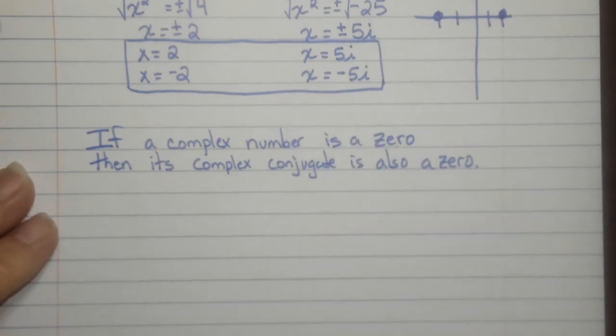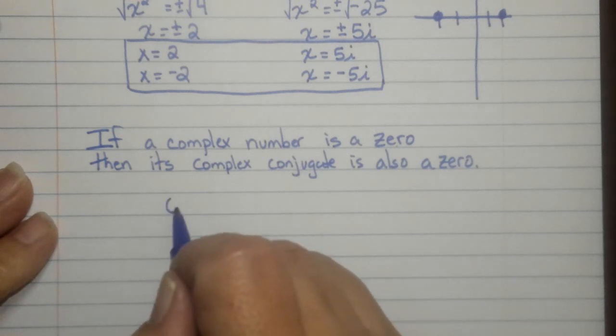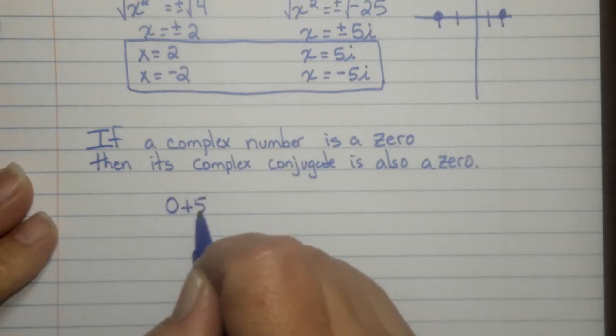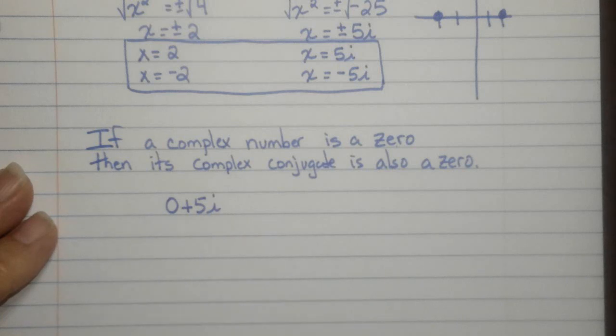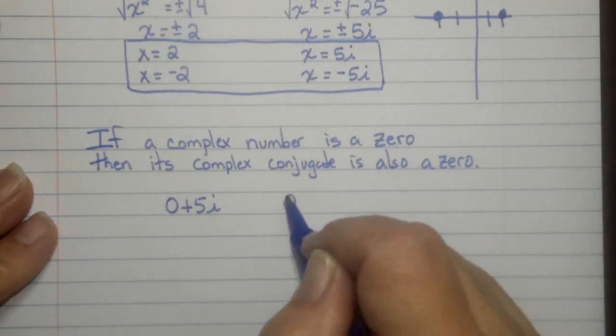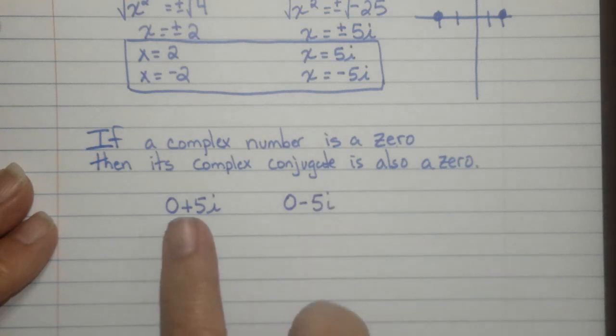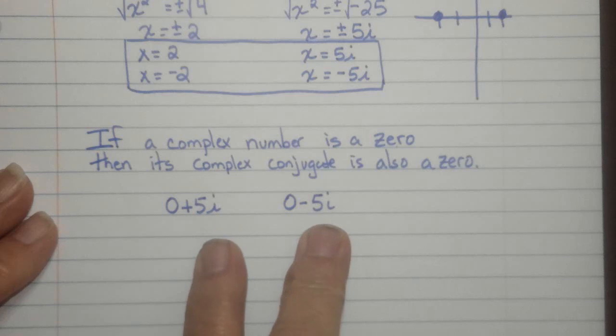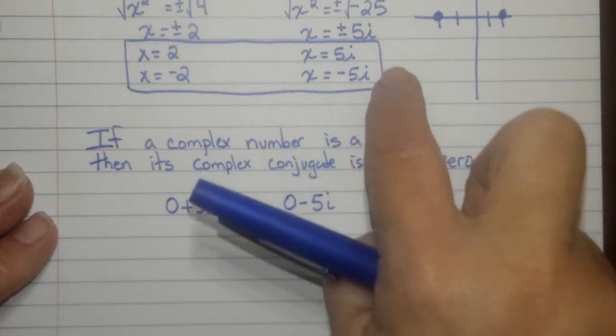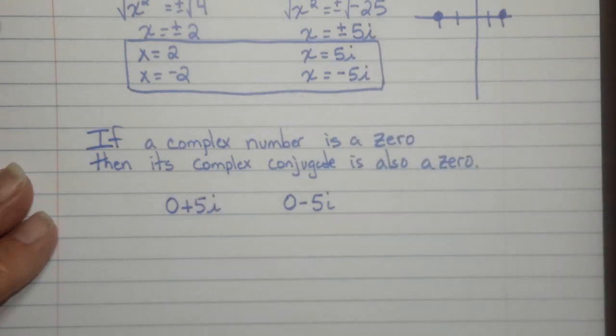So for this problem above, I have the number 0 plus 5i, right? That's what 5i would look like in standard form. And so the conjugate would be 0 minus 5i. And so do you see that both 5i and negative 5i are both zeros? And that's what that statement is meaning. So that helps you with your imaginary roots.